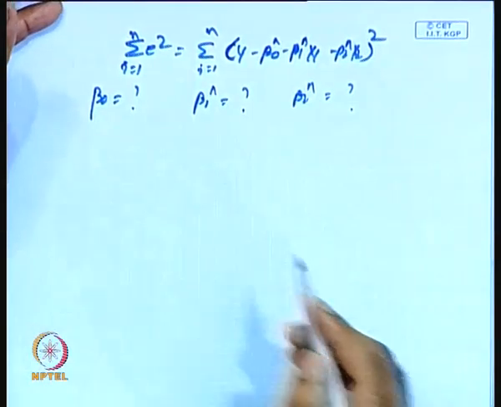The necessary condition is nothing but that we have to differentiate the error sum of squares with respect to beta 0 hat, beta 1 hat, and beta 2 hat. Then we have to go for the solution of these 3 equations, and by that we will get beta 0 hat, beta 1 hat, and beta 2 hat. Let me explain how it all works.